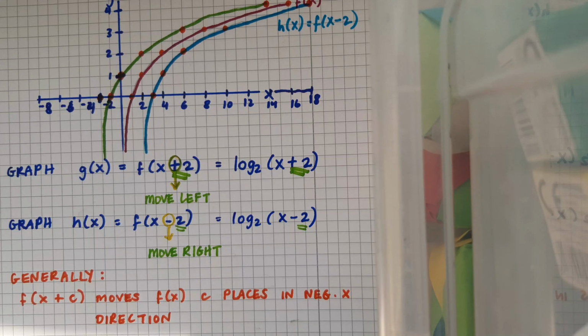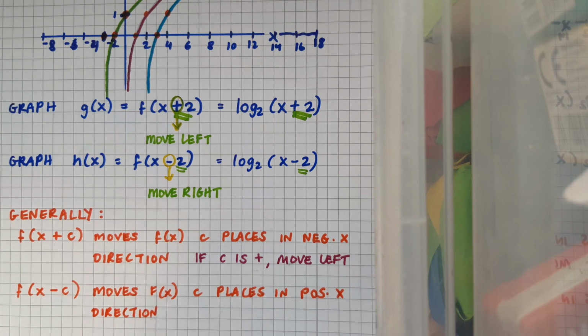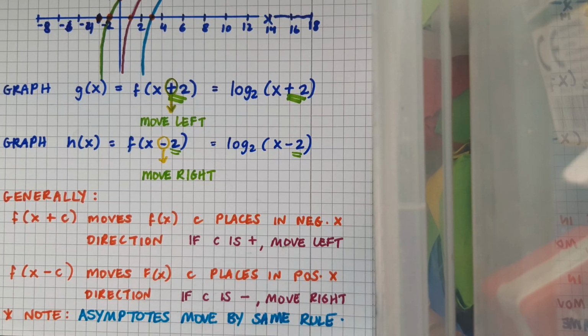So, a bit more generally, f of x plus c moves f of x c places in the negative x direction, or we can just say if c is positive, move left by that amount. And when we have f of x minus c, move f of x c places in the positive x direction. Or we can also say that if c is negative, just move your function right by that amount. And it's worth mentioning that the asymptotes move by the same rule.